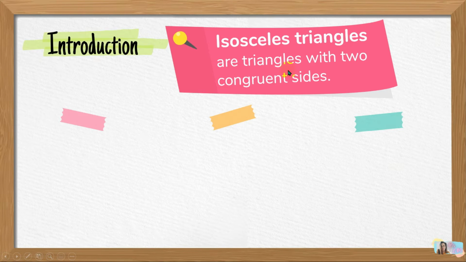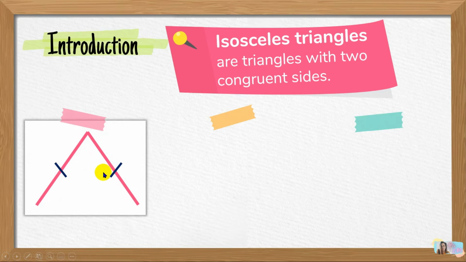Isosceles triangles are triangles with two congruent sides. So if we have triangles with two congruent sides, automatically they are known to be isosceles triangles. So we have here the two congruent sides and then the third side. This one is an acute isosceles triangle.